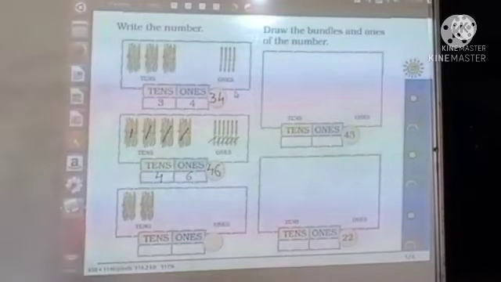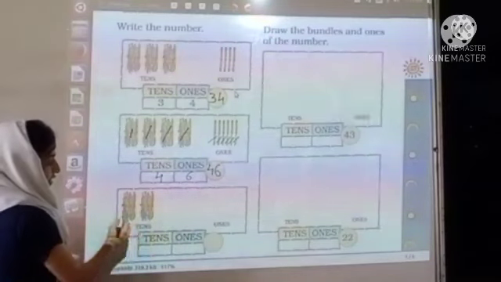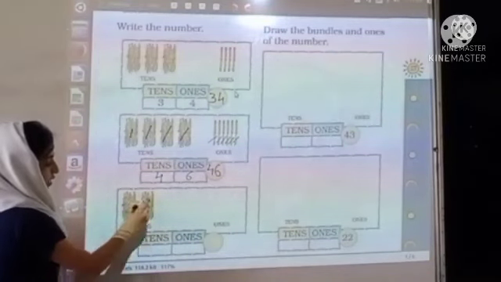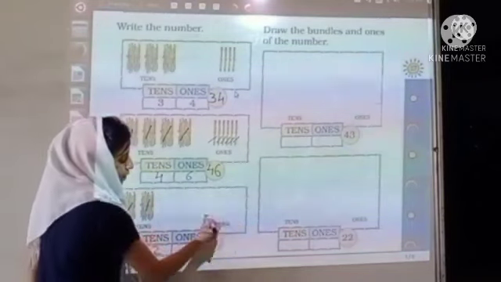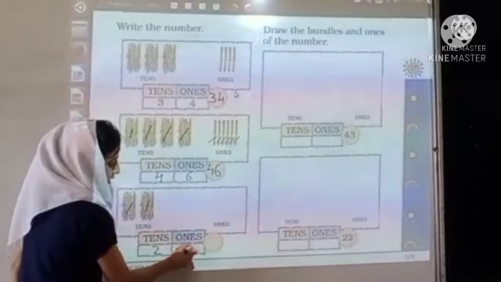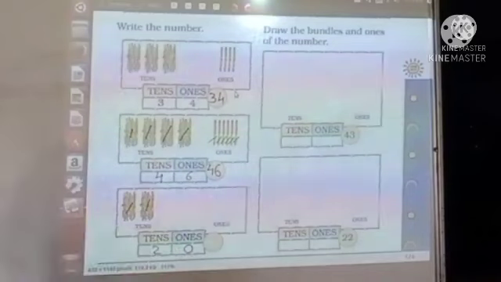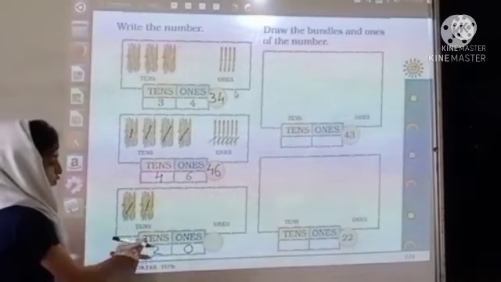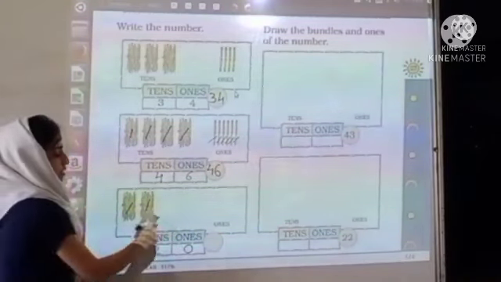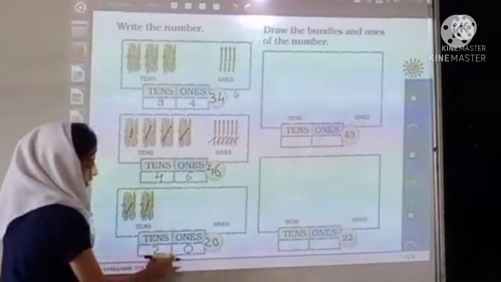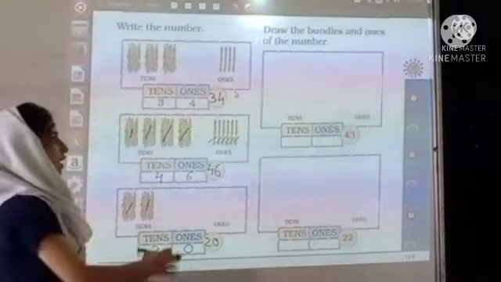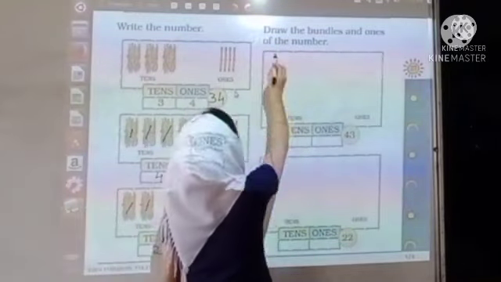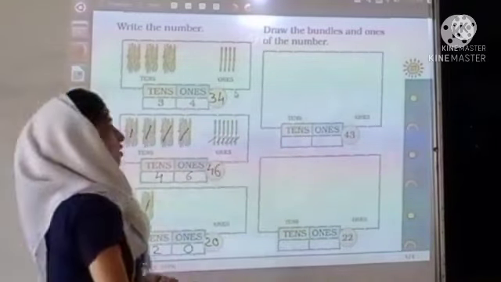Right students? Okay. After this, here how many tens are made, students? 1, 2. So 2 tens, and in ones here there is nothing, means we have 0 ones. So 2 tens 0 ones means which number? Number 20. Right students, is it understood? Okay.